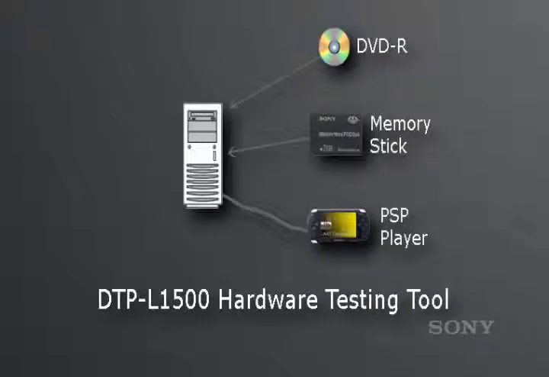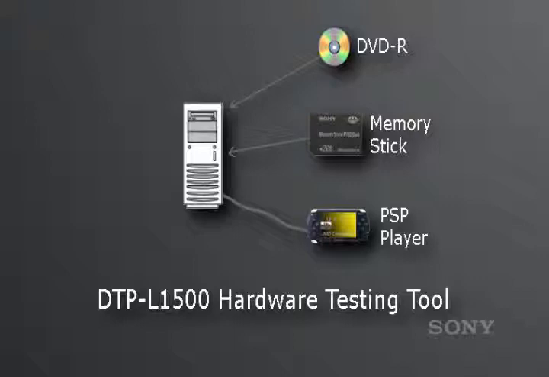Sony Computer Entertainment offers a hardware testing tool called the DTP-L1500 to give content developers a way to test the UMD image on an actual PSP player. The testing tool is a standalone DVD-R player tethered to a modified PSP player. When used with a DVD-R that contains the necessary UMD image files created by the image generator package, the DTP-L1500 plays a representation of your project as though it were an actual UMD disc playing on a retail PSP player.